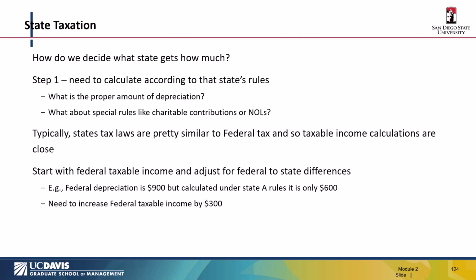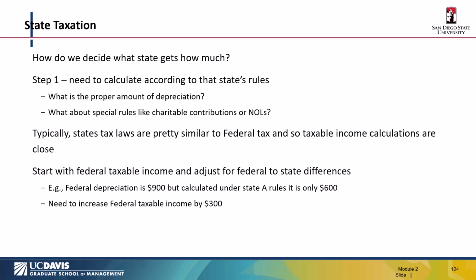So does the state permit charitable contributions being limited to 10%? Do they have to be to in-state charities? Can they be in-state and out-of-state charities? And what about NOLs, right? Is it the full federal NOL? Is it some part? So state laws tend to be pretty similar to federal law, but they're not entirely the same. So taxable income calculations are close.